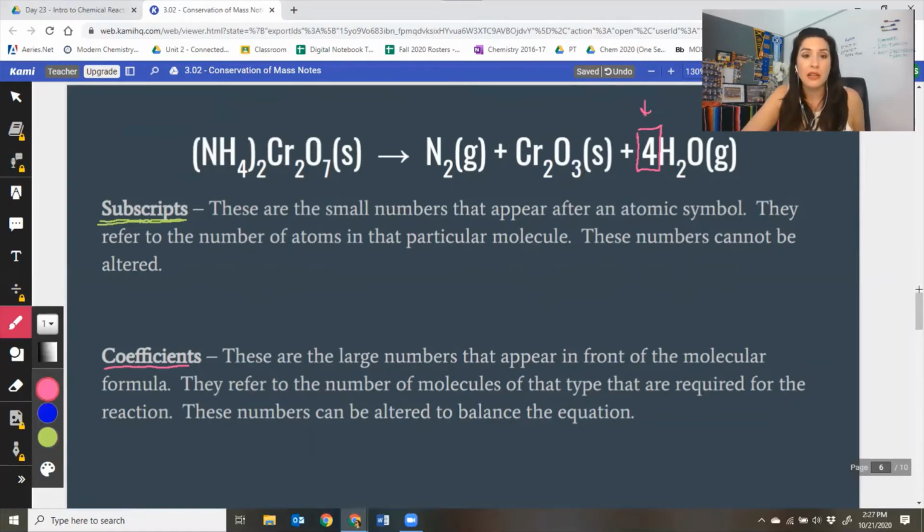And we'll do that in another video. But for today, just know that these large numbers that appear in front of the molecular formula refer to the number of molecules of that type that are required for the reaction. And these numbers can be altered in order to balance the equation, a skill we'll learn about next time. So the subscripts, the small numbers down below, are a count of how many atoms of each type we have. And the large coefficient out in front is a count of how many molecules are required to produce that reaction.